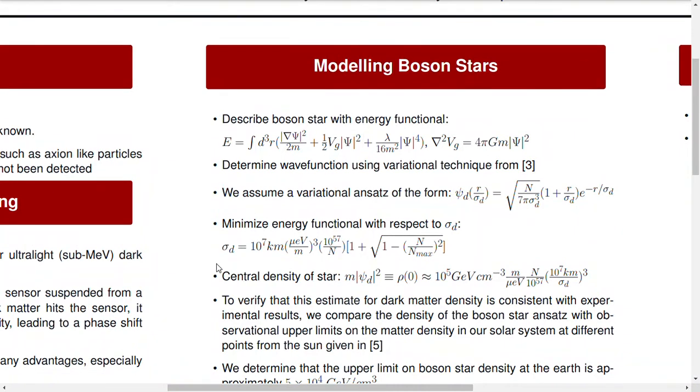To model the boson stars, we assume that they can be described using an energy functional of the form shown here, where Vg is the gravitational self-interaction determined by the Poisson equation, and lambda is the self-interaction between the bosons. To determine the wave function, we use a variational ansatz of the form shown here, and then minimizing the energy functional with respect to sigma allows us to determine this value for sigma, which we substitute back into our variational ansatz, which gives us our approximation for the wave function.